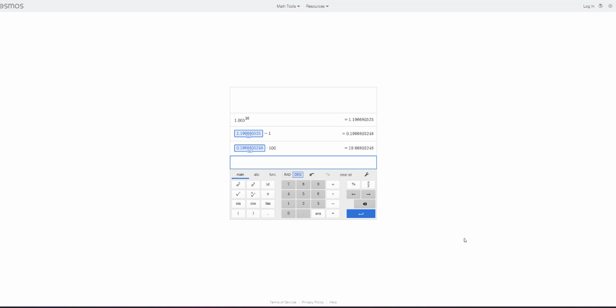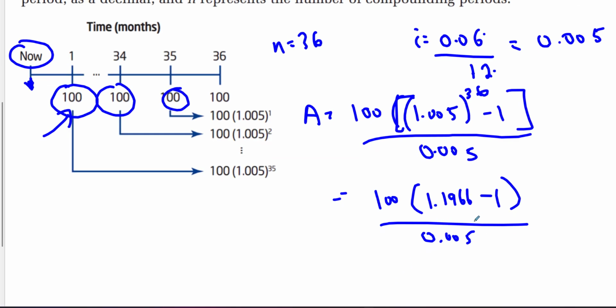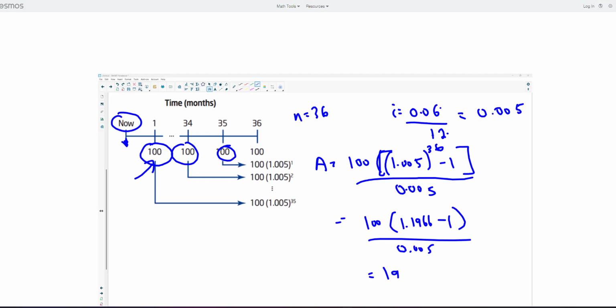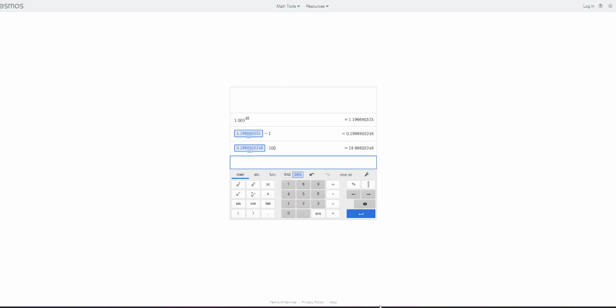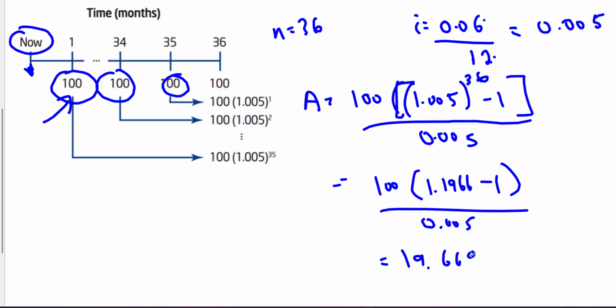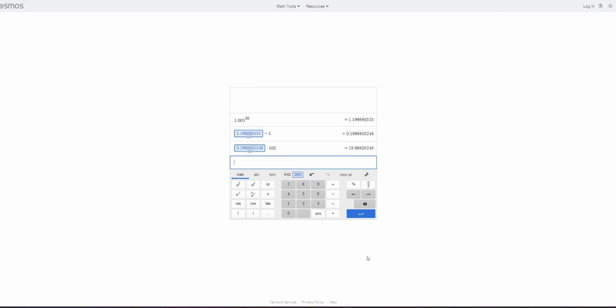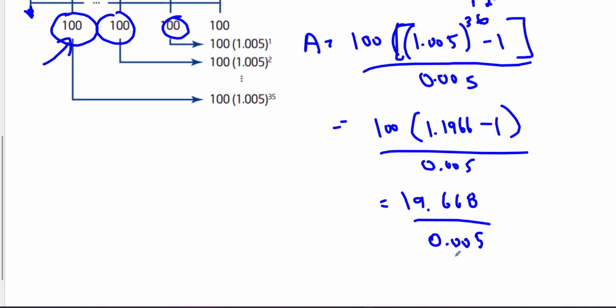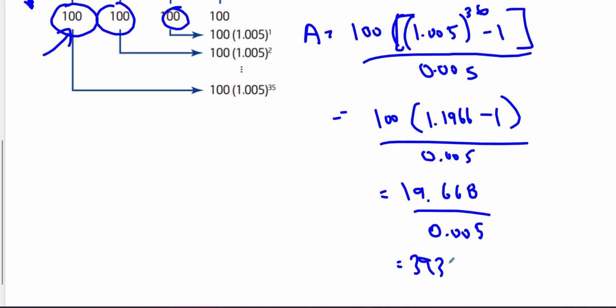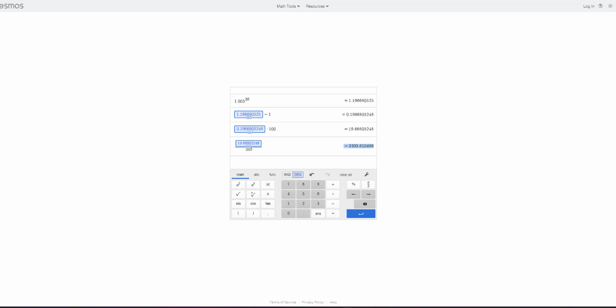Okay, now I have this value here. And I should be writing all these values down, so let's just write down 19.668. And you do not round off anything. Just because I'm not writing all the decimals, if you realize when I'm doing the calculation, I'm not rounding anything, right? All right, so 19.668 divided by 0.005. That's answer, divided by 0.005. And the final answer is $3,933.61.